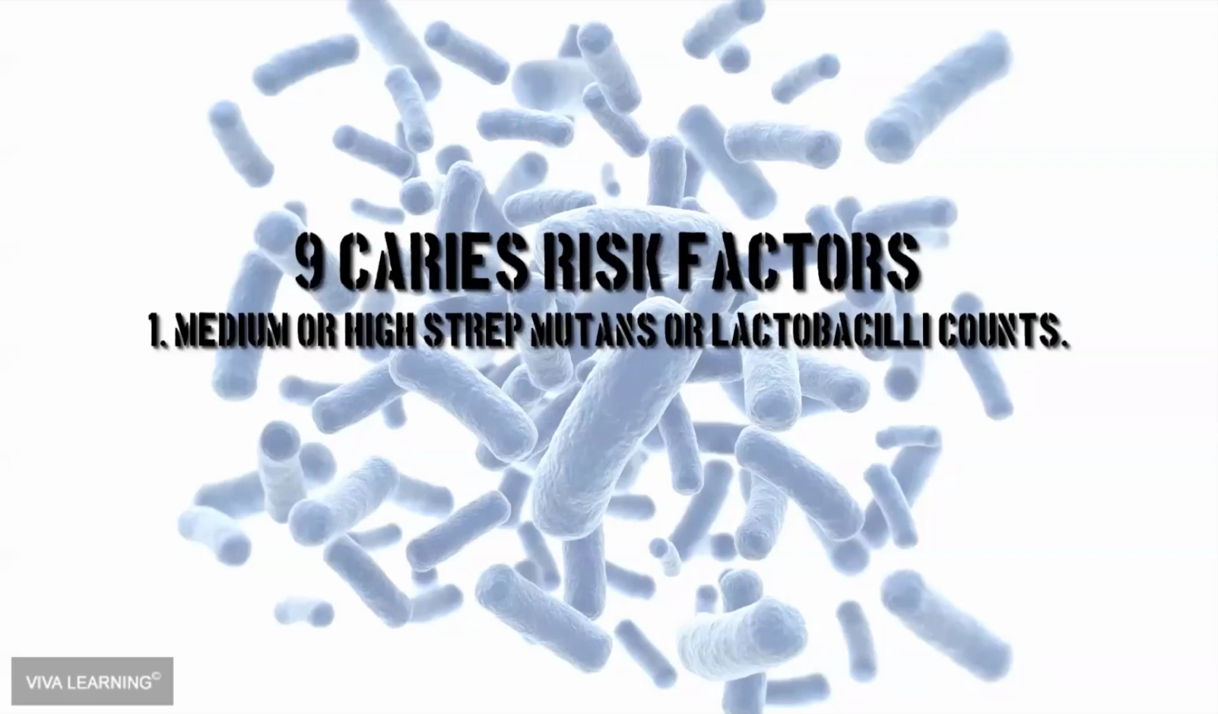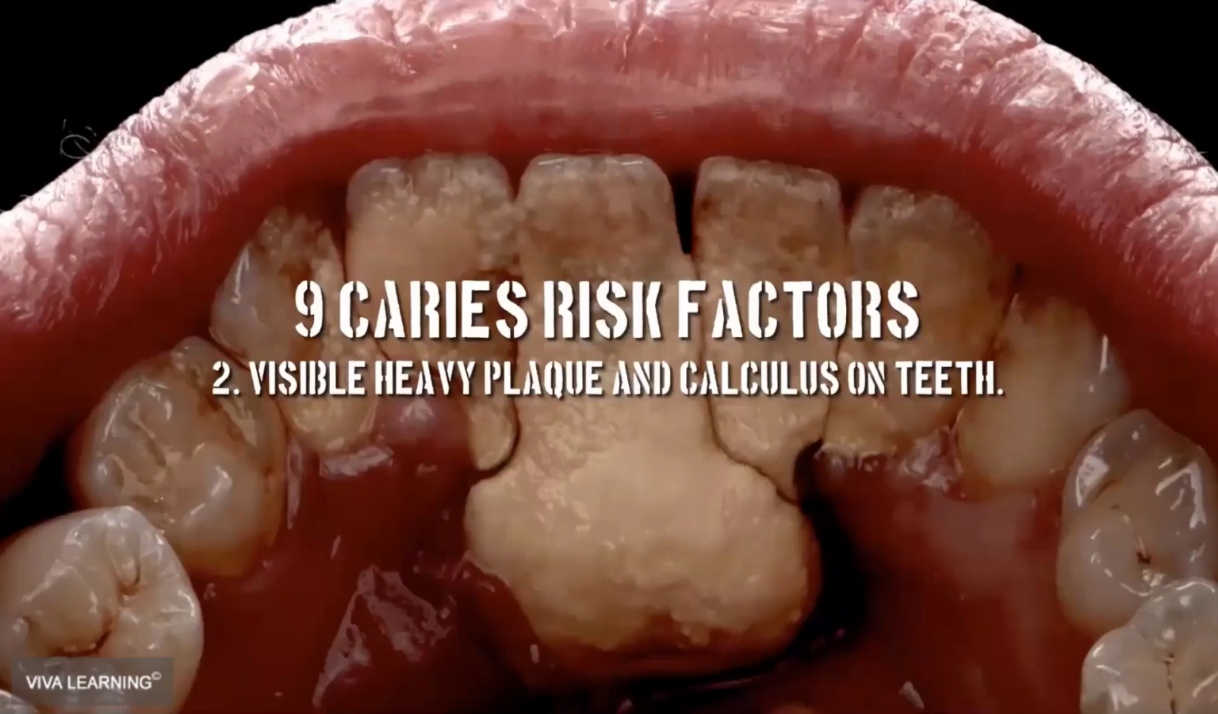So the number one risk factor, right? We're just front loading this, is medium and high strep mutans or lactobacilli counts, right? That's what's causing the tooth decay. The other things that might not be super obvious right from the beginning, a lot of times some of this decay is only visualized on the radiographs, right? But this is something that you can see all the time: visibly heavy plaque and calculus buildup on the teeth. Now, sometimes it's not always this obvious. This is a patient of mine that I'm going to go through her treatment towards the end of this, right? But again, that's a major risk factor, right?